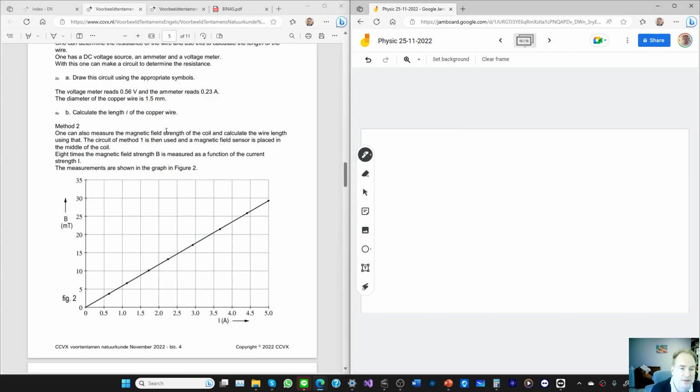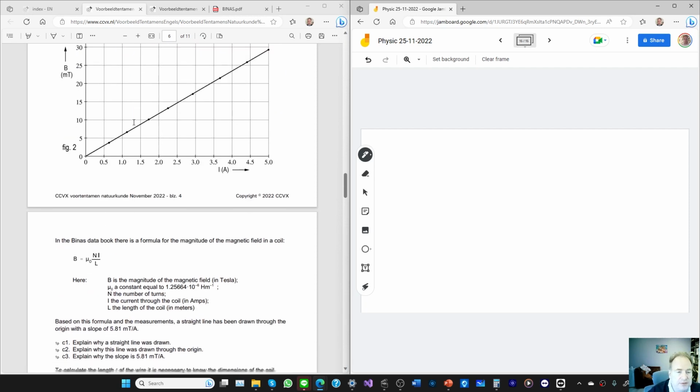One can also measure the magnetic field strength of the coil and calculate the wire length using that. The circuit of measurement 1 is then used, and a magnetic field sensor is placed in the middle of the coil. The magnetic field strength B is measured as a function of the current I. The measurements are shown in the graph, figure 2.